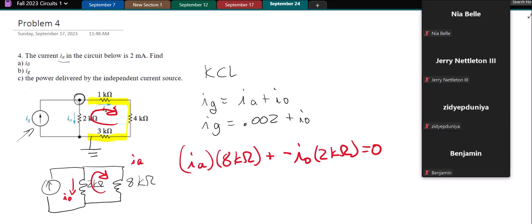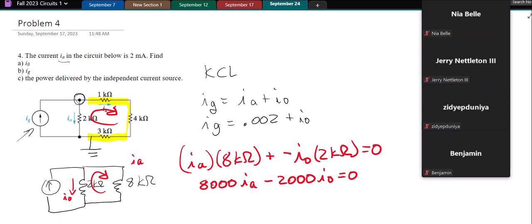So I now have 8,000 IA minus 2,000 I0 equals 0. Or is that IA or was that IG? That was IA, yes. Did I do the wrong thing here? No, I didn't. I know what IA is. Why is I0 negative again?